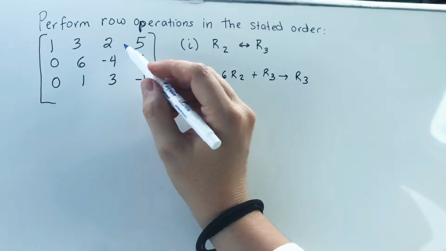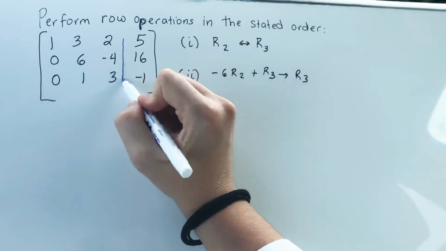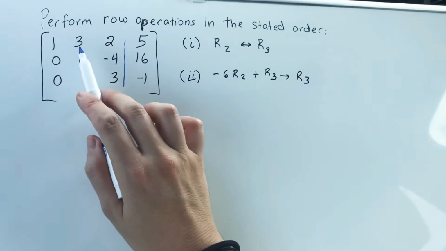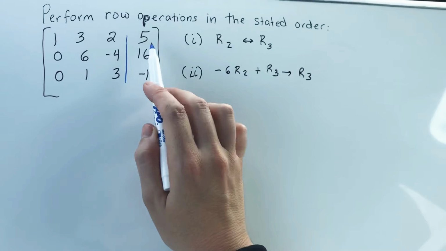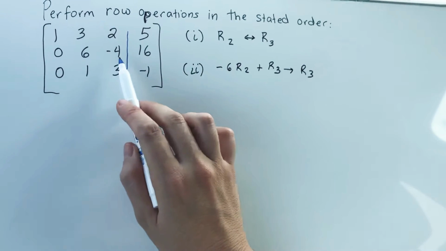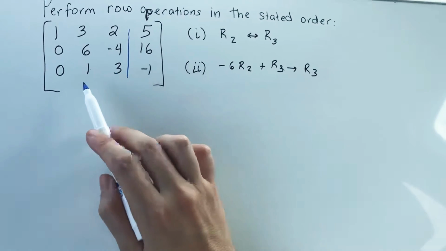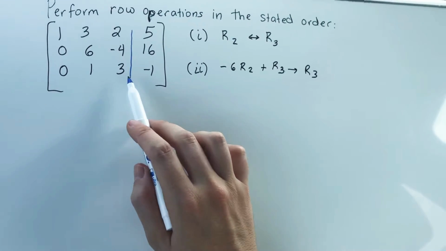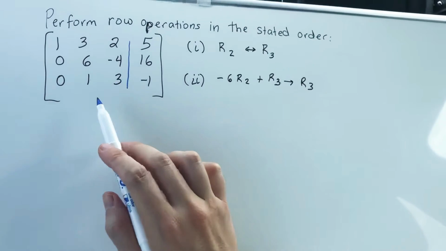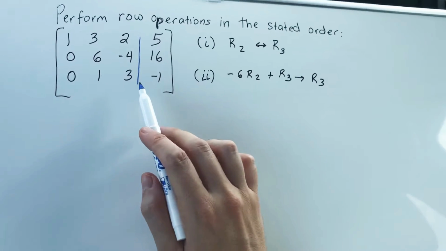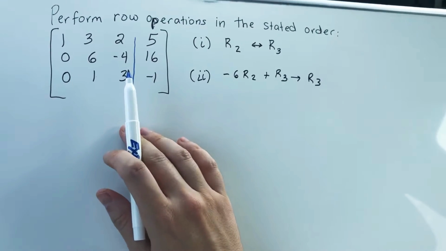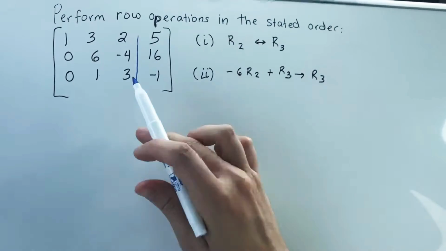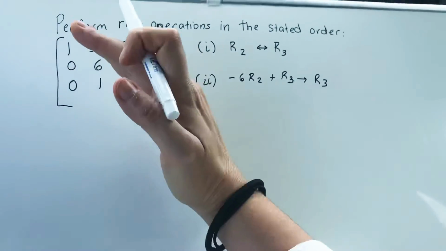You have an augmented matrix, 3 by 4, which could be representing a system of equations, where the first equation was 1x plus 3y plus 2z equals 5, 6y minus 4z equals 16, and 1y plus 3z equals -1. Typically, if you were using matrices to solve that system, you would set up the augmented matrix like so, and then you would try to rewrite it in what we call row echelon form, where you have ones on the diagonal and zeros below.